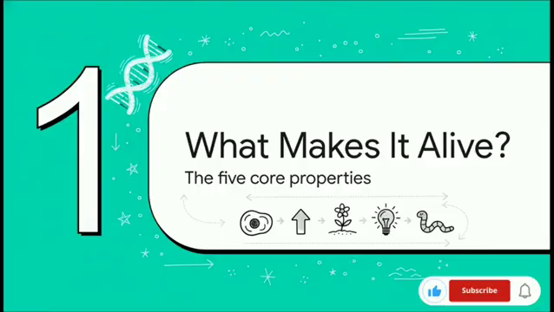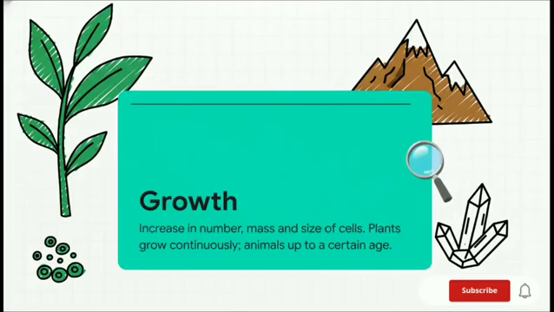All right, first things first. To really understand what life is, we need to break it down. Scientists have zeroed in on 5 key characteristics that, when you look at them all together, draw a pretty clear line between the living and the non-living. The first property is growth. This seems totally obvious, right? Living things get bigger. It's all about an increase in mass and the number of cells.